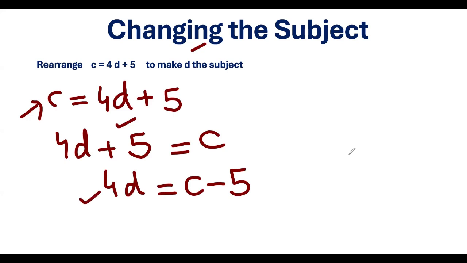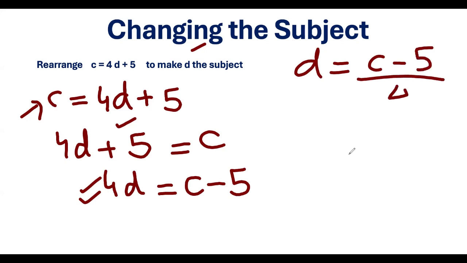You have to make D the subject. So 4 is extra over here. 4 I'm shifting on the right-hand side. D is equal to C minus 5 divided by 4. Why is 4 now becoming division? Because 4 is multiplied here and multiply becomes divide when the sides are changed. So D is equal to C minus 5 divided by 4. You can see D is the subject now. Okay, let's see the next question.